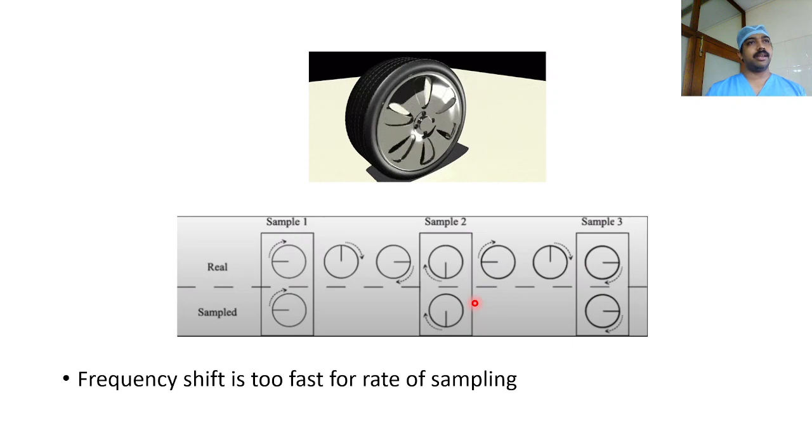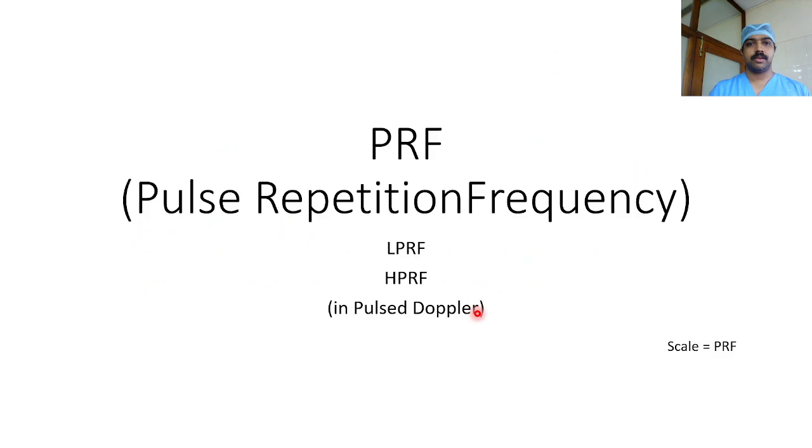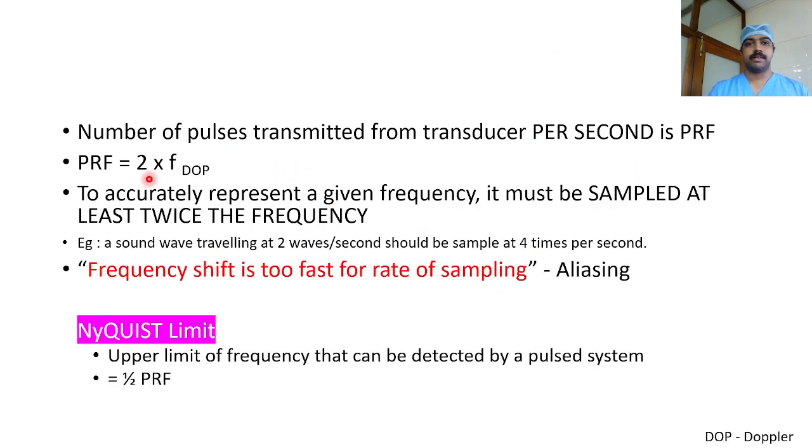Suppose we imagine a tire spinning. The Nyquist limit is half the PRF, or the PRF is twice the frequency. The PRF should be at least twice the frequency. The Nyquist limit is the upper limit of frequency that can be detected, that is half the PRF.